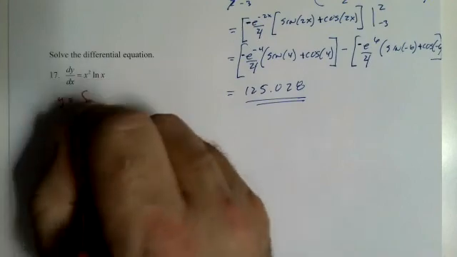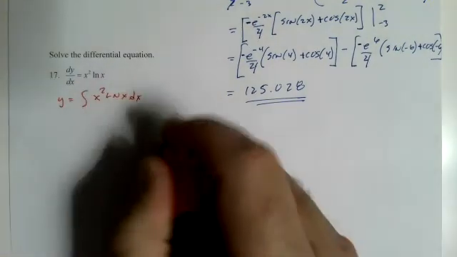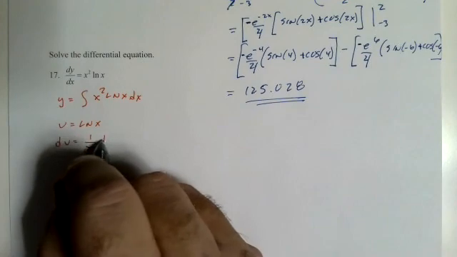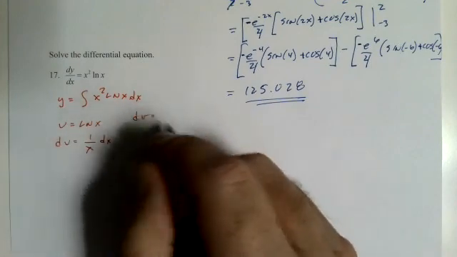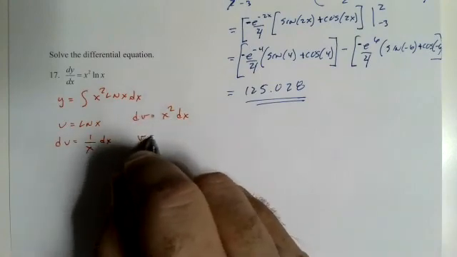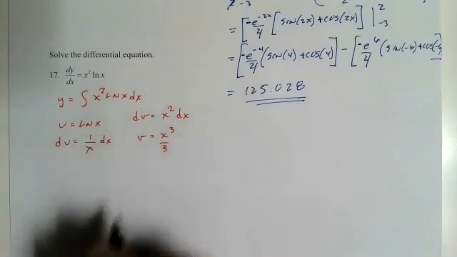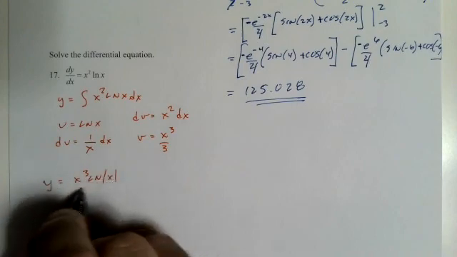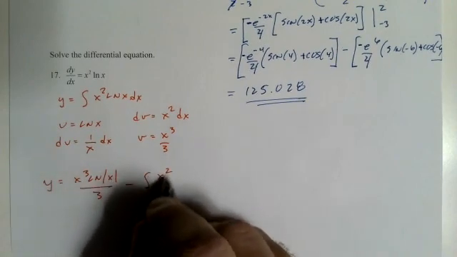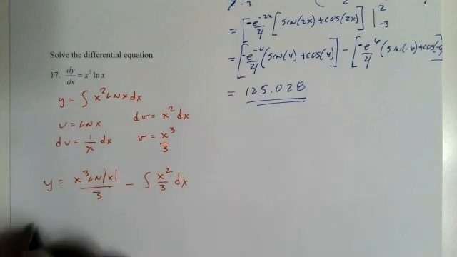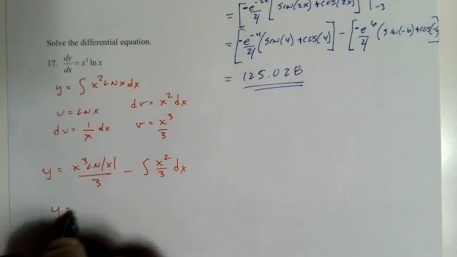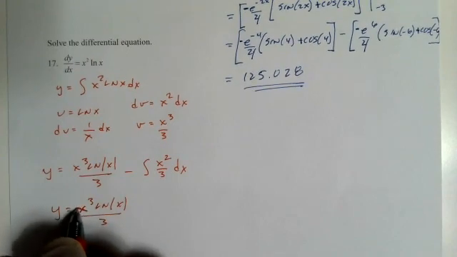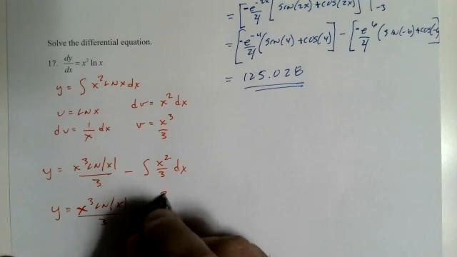y equals the integral x squared ln of x dx. u equals ln of x, because I remember that. du equals 1 over x dx. dv equals x squared dx. v equals x to the third over 3. y equals x to the third ln of x over 3 minus integral of x squared over 3 dx. y equals x to the third ln of x over 3 minus x to the third over 9.